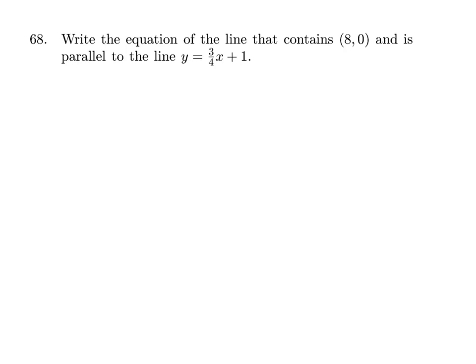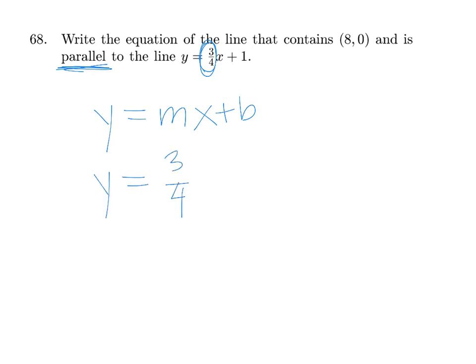Write the equation of the line that contains 8, 0, and is parallel to the line y equals 3/4 x plus 1. Okay, well, here's the equation of a line. I know these lines are supposed to be parallel, so they need to have the same slope. So I have the first piece of information I need. Now I need to figure out the b. Make sure you don't use this b. That's where this point comes into play. This is my x, this is my y.